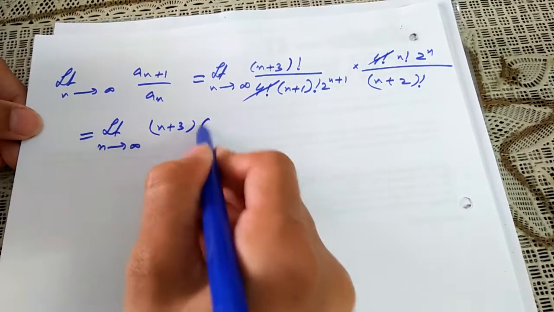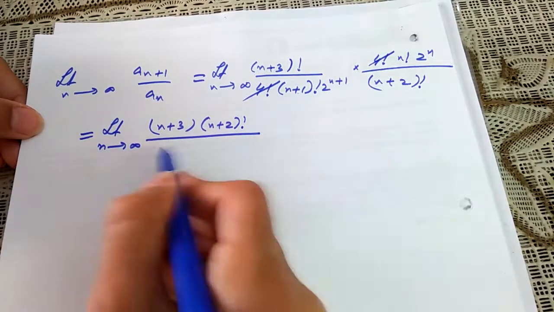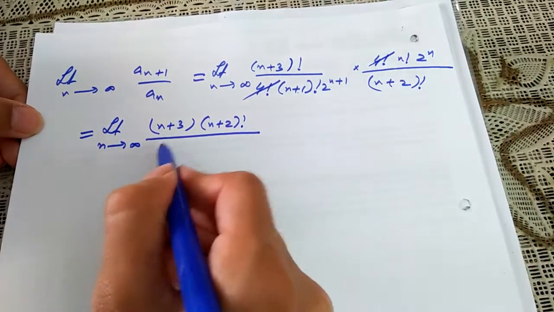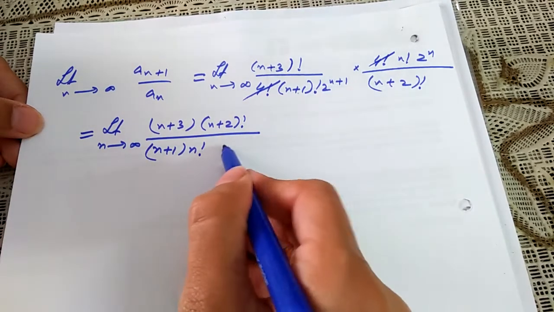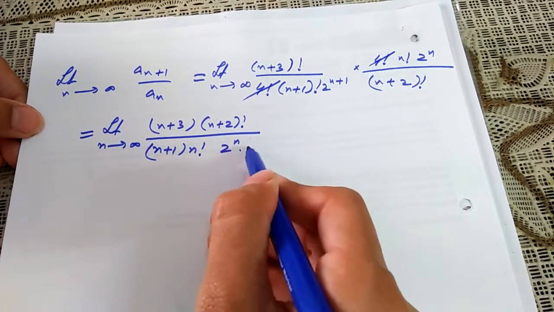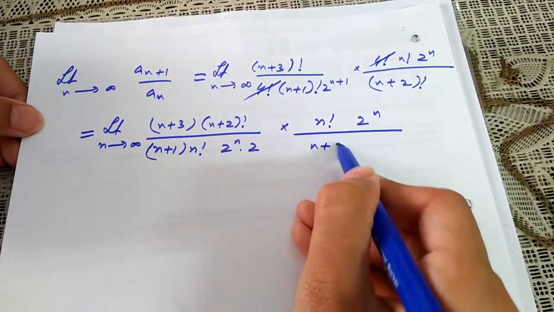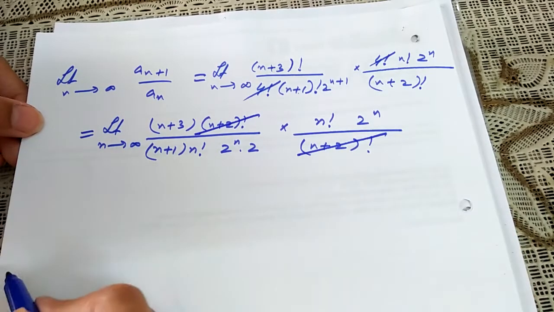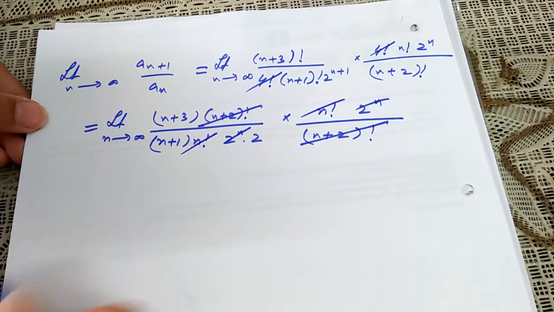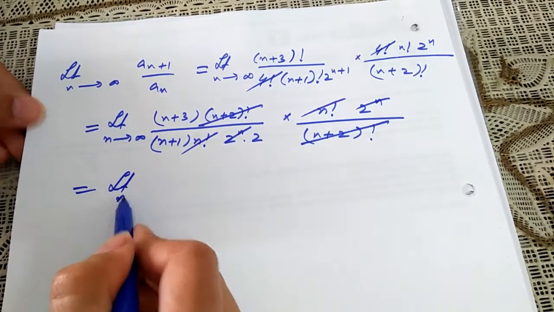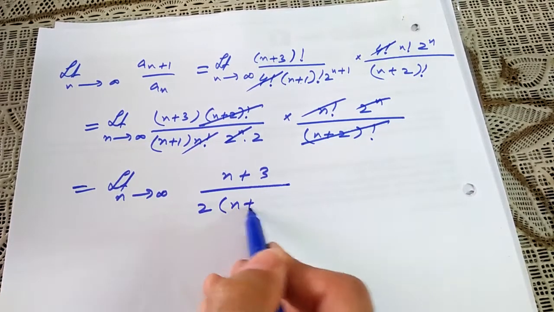(n+3) into (n+2) factorial divided with this n factorial can also be opened up to cancel out with this one. We will get here (n+1) into n factorial. This 2 raised to power n+1 can be written as 2 raised to power n into 2, multiplied by n factorial 2 raised to power n over (n+2) factorial. This one will be cancelled with this one: 2 raised to power n with 2 raised to power n, n factorial with n factorial. So we will be left with limit n approaches infinity (n+3) over 2 into (n+1).